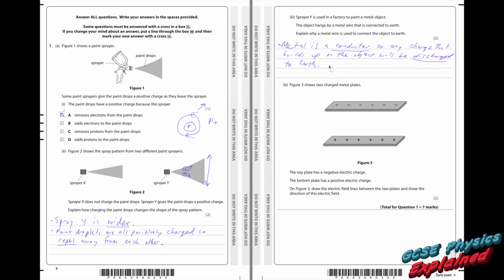The reason you don't want any charges to be built up on the object is that it could cause a spark, and if you're in a flammable area it could cause a fire. So if it was worth 3 marks, you could add that.